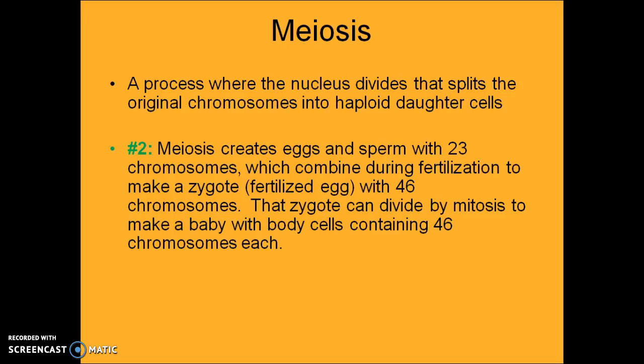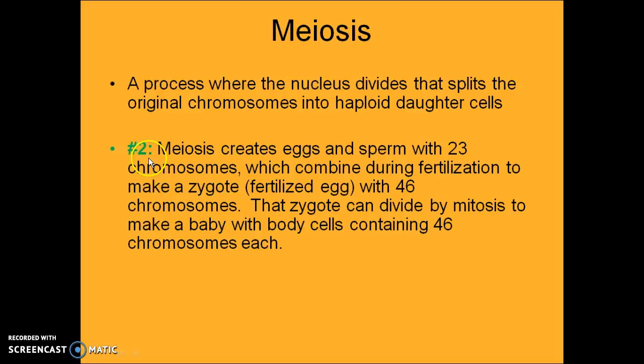And what I mean by fertilization is the sperm joins with the egg, and they each bring 23 chromosomes to create a fertilized egg, which is called a zygote, that has 46 chromosomes. That zygote can then divide many, many times by mitosis to create a baby that has body cells with 46 chromosomes each.